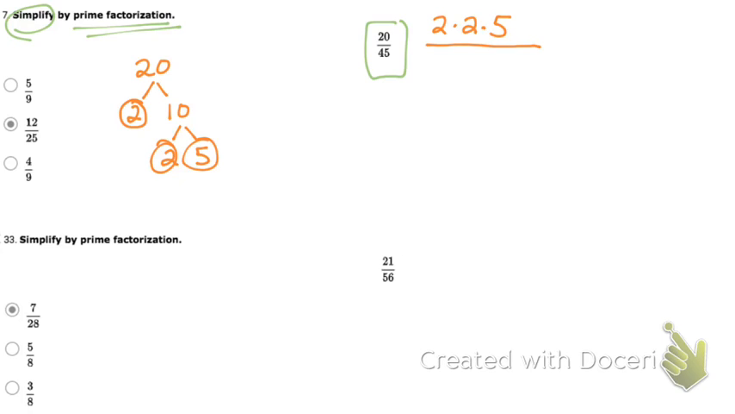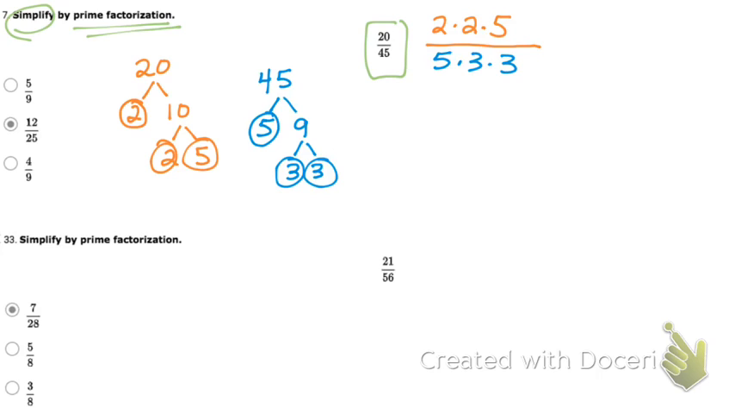Now you do the same for the denominator. So 45, I know I can divide it by 5. It's 5 times 9. And 5 is prime. But 9, I can divide by 3. 9 is 3 times 3. So now I've broken down 45 into prime numbers. I can multiply to give me 45. 45 is the same as 5 times 3 times 3.